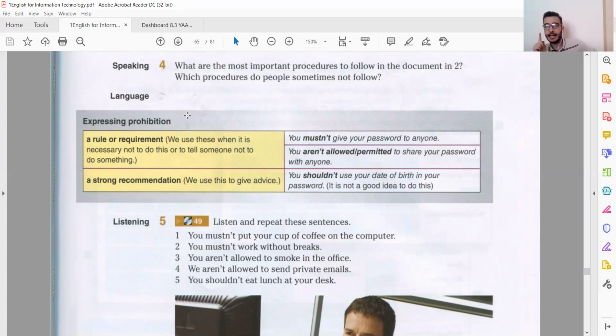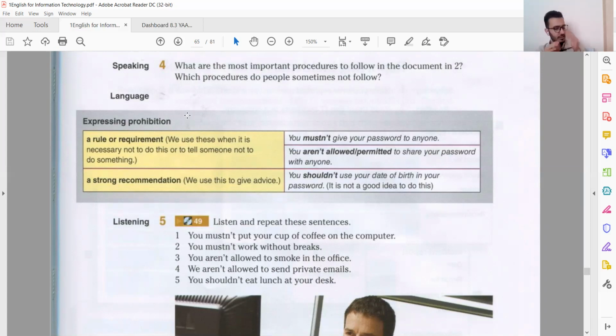طيب we have two new expressions. You aren't allowed to share your password with anyone. You aren't allowed. ليس من المسموح لك. أو you aren't permitted to share your password with anyone. نفس الشغلة. فallowed و permitted نفس المعنى. اوكي permit يعني تصريح من غير المصرح لك. اوكي ف you aren't permitted to share your password with anyone. هدول التنتين اللي جاي احفظوهم. You aren't allowed to share your password with anyone أو you aren't permitted to share your password with anyone.